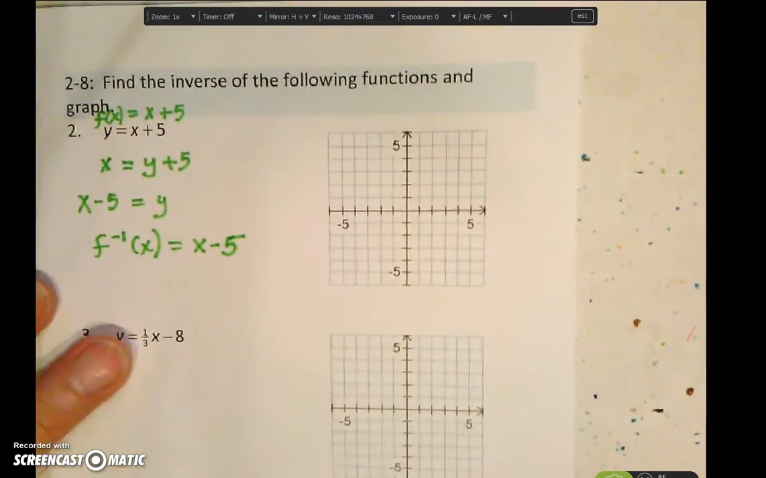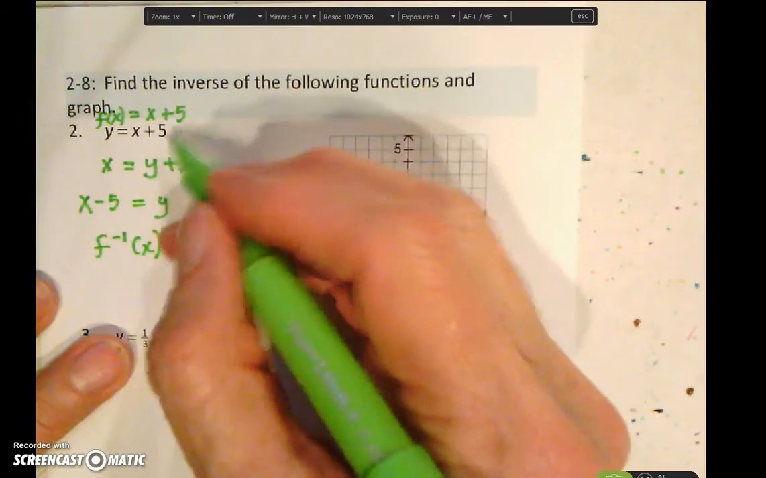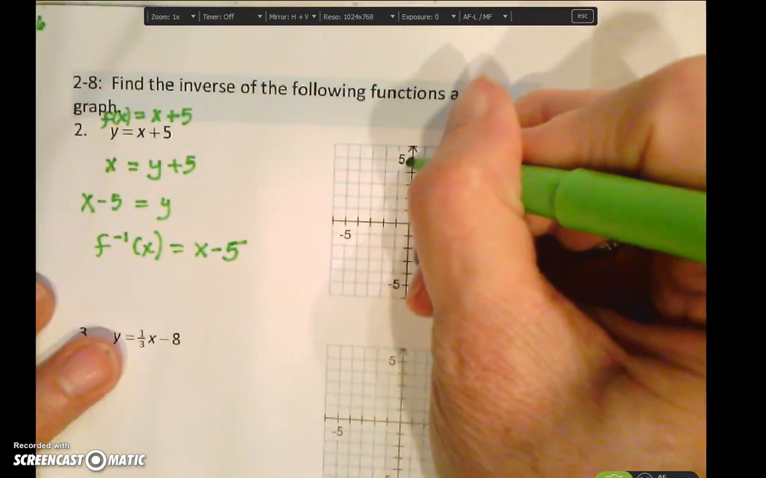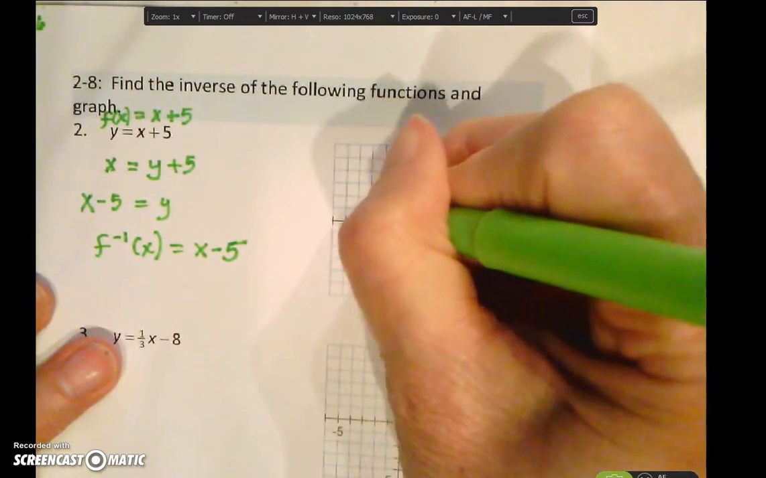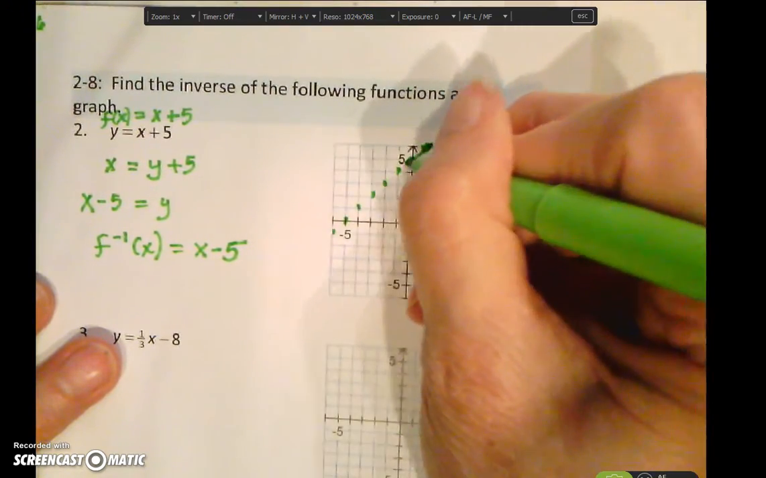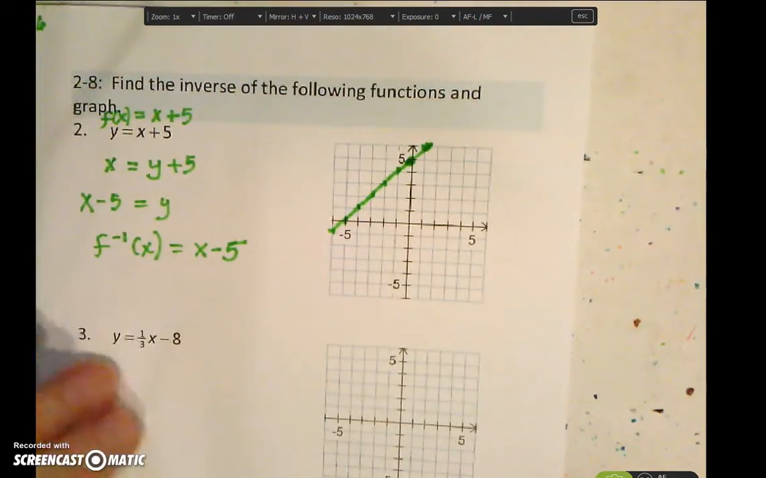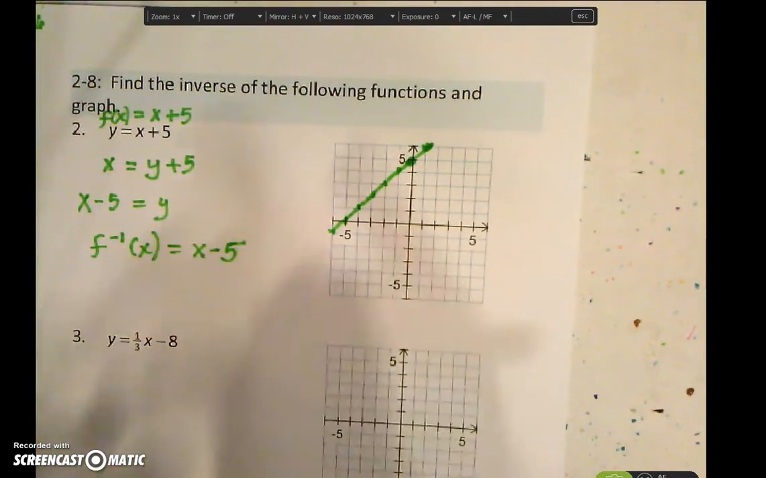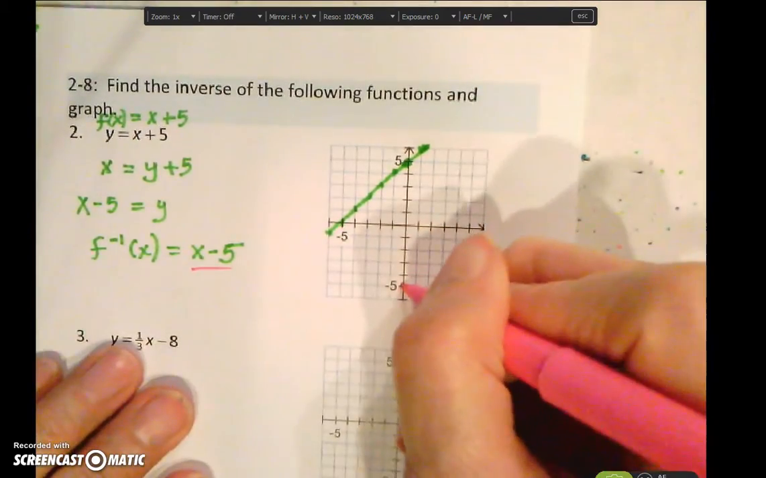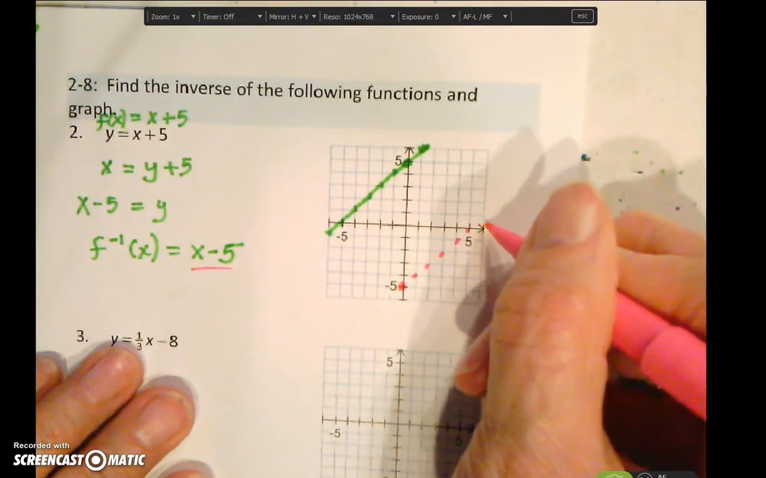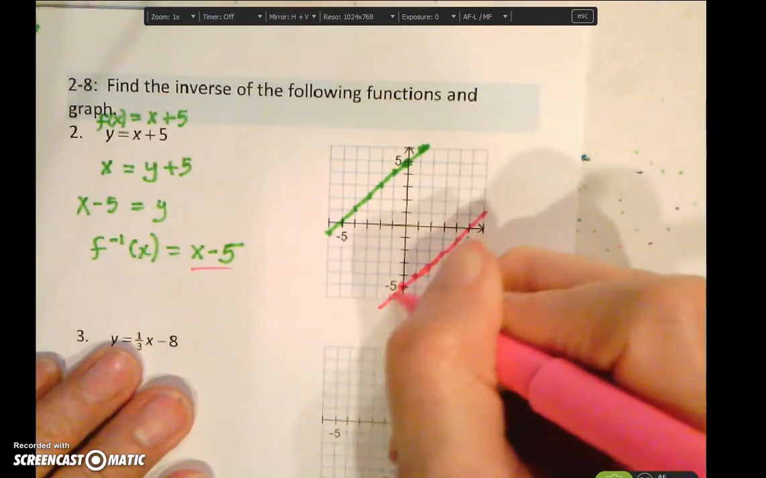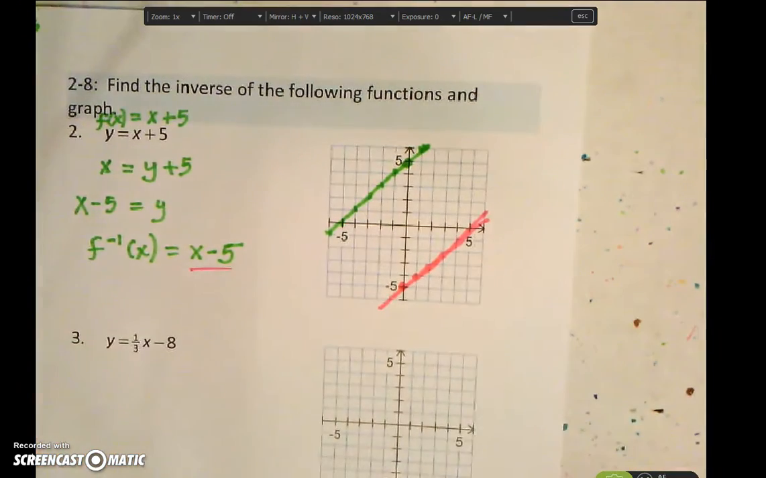When I graph this original function, I have a y-intercept of 5 and a slope of 1, so up 1 over 1. It looks something like this. And when I graph its inverse here, I have a minus 5, and again it still has a slope of 1, so it looks like this. I'm going to leave that on hold for just a minute.